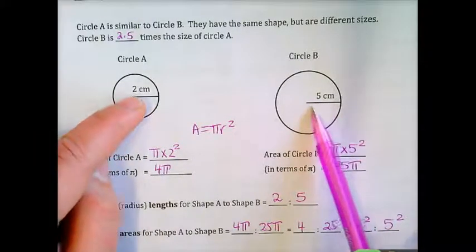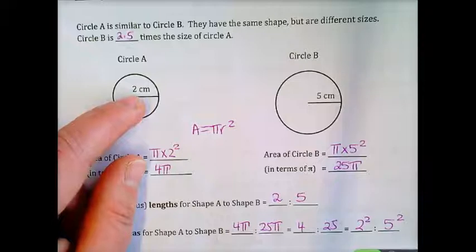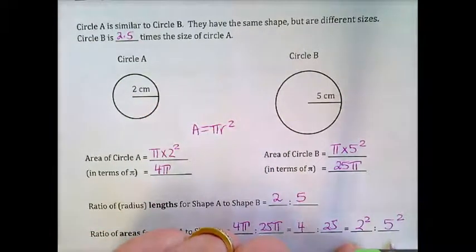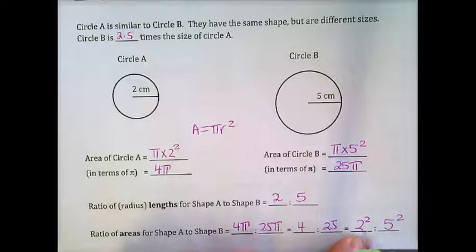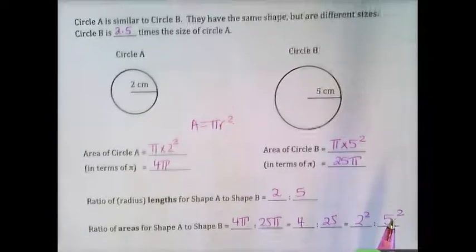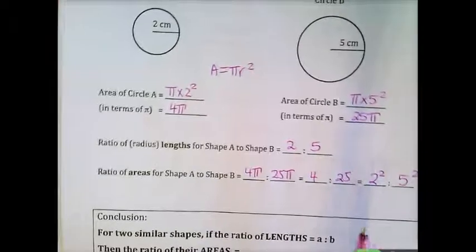So, girls, if you double the side lengths, you don't double the area. You square. The area is the ratio of the side length squared. So if the ratio of the side lengths is 2 to 5, the ratio of the areas is 2 squared is to 5 squared. What do you think the ratio of the volumes would be if they were spheres? 2 cubed. If it was volumes, it'd be cubed. If it's area, the ratio is squared. If it's perimeter, the ratio stays the same.